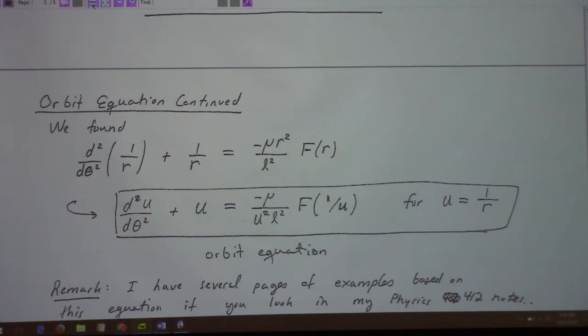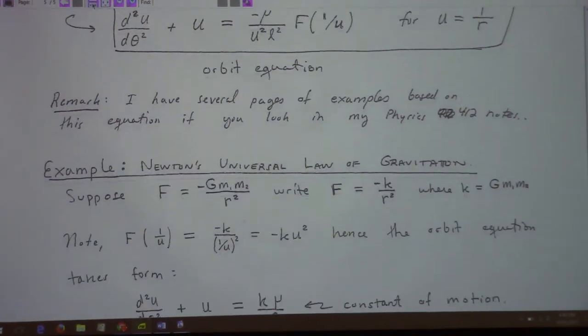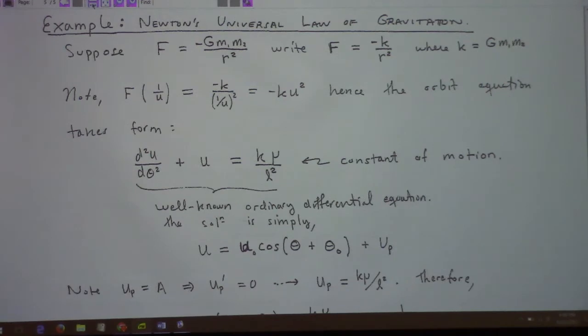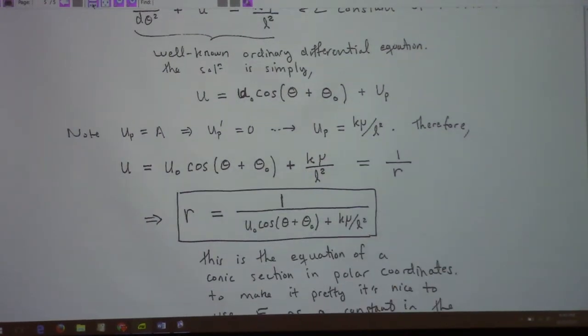So here's the most important case. F of 1 over u just works out to minus ku squared. So you end up trying to solve this guy right here, which is just an ordinary differential equation, and has solutions like u naught cosine of that plus that. You find that particular solution. Therefore, the equations of motion are this equals that, which means that r is equal to 1 over u naught cosine of theta plus theta naught, plus that. And this is the equation of a conic section in polar coordinates.